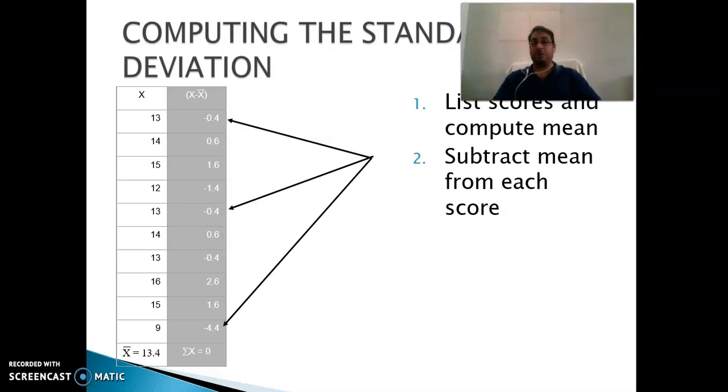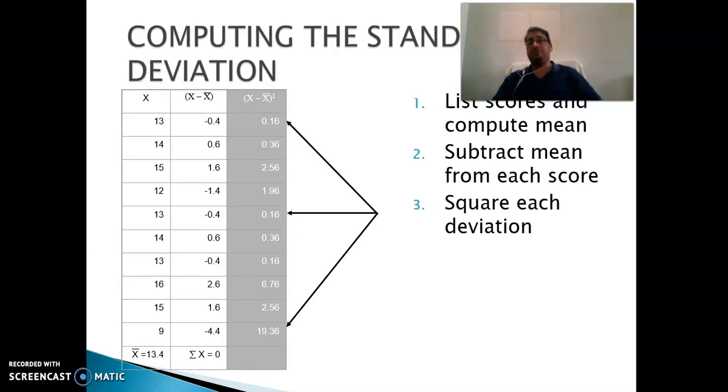We sum up all these values. So x bar refers to the mean value, 13.4. Then the second step, subtract the mean from each score. If we subtract the mean, 13.4, from each individual x value, you can see in the first row, 13 minus 13.4, we get minus 0.4.